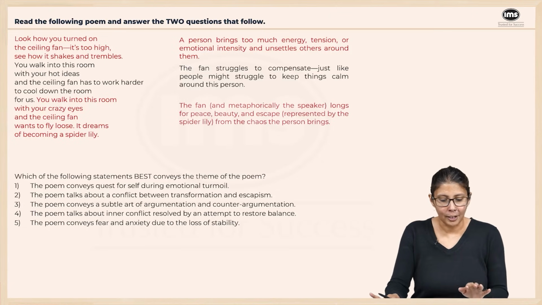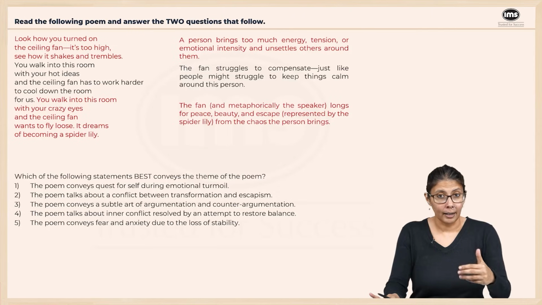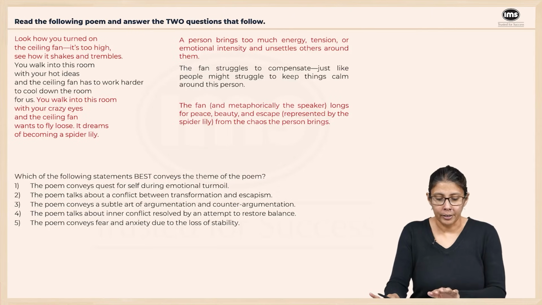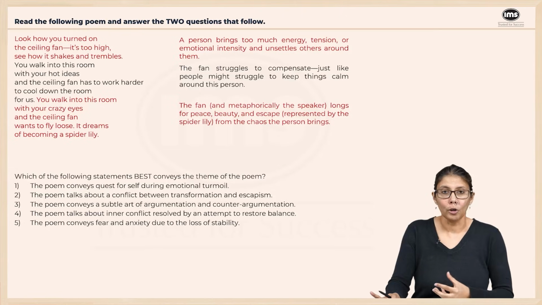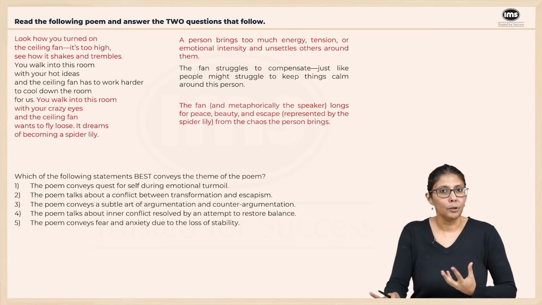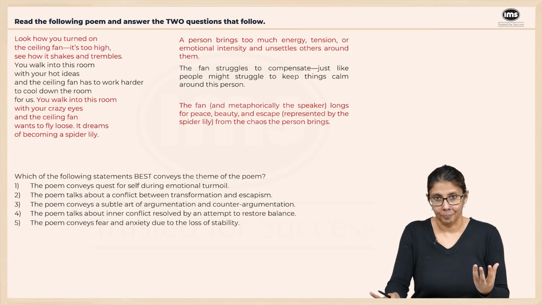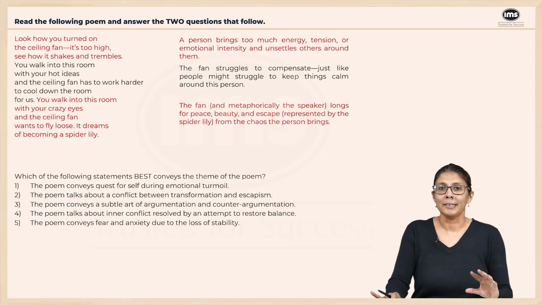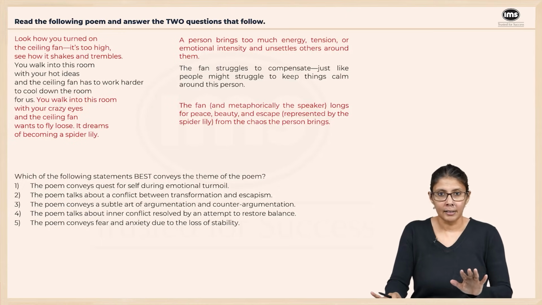So, this part is trying to tell us that the fan and perhaps the speaker or the poet longs for peace, beauty and escape. That is why the ceiling fan wants to fly loose. You want to escape from that chaotic situation and you want to transform into something peaceful and calm. So, there is some person who seems to be having a very unsettling effect on the people around them, and because of that, those people want to escape and they long for peace. That is the overall story.